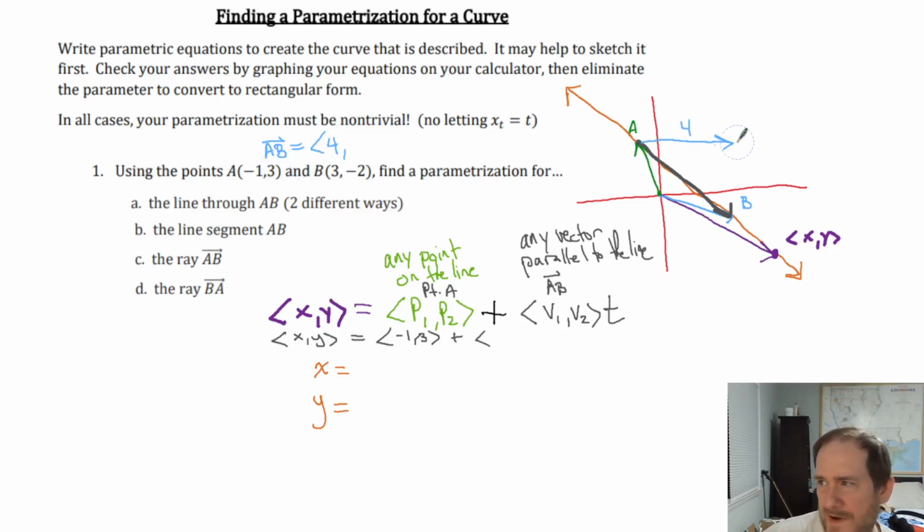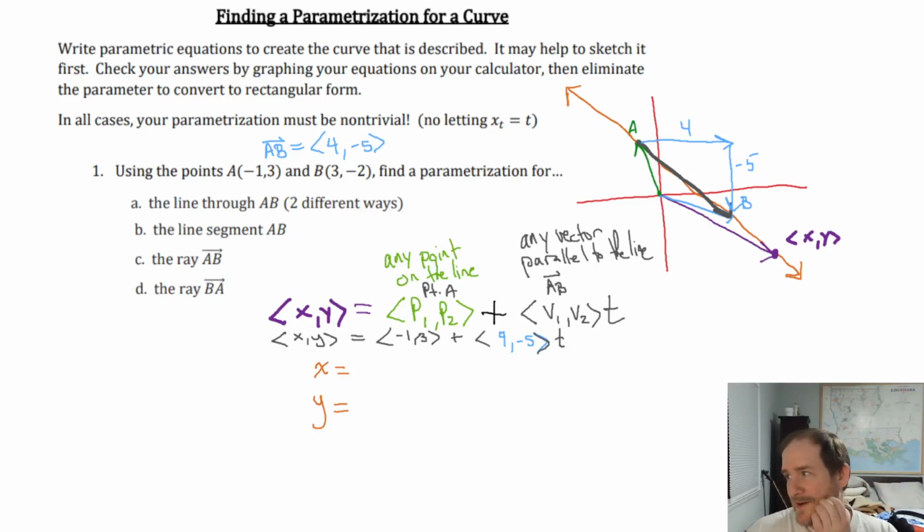Then how did I get from 3 down to -2, you might ask? Well, I went down by 5. So obviously that component is -5. So you'll just slot that into this position here, 4, comma, -5. And you have to multiply that by t. But that's it. That's my vector equation.